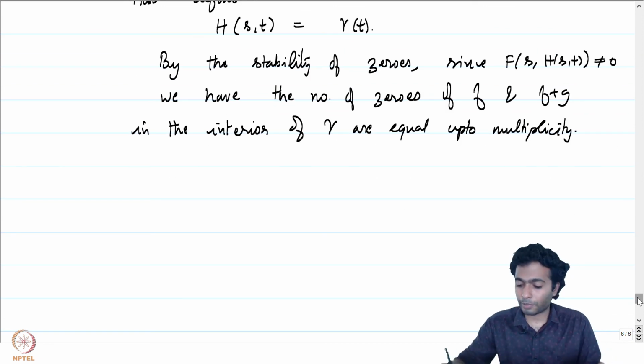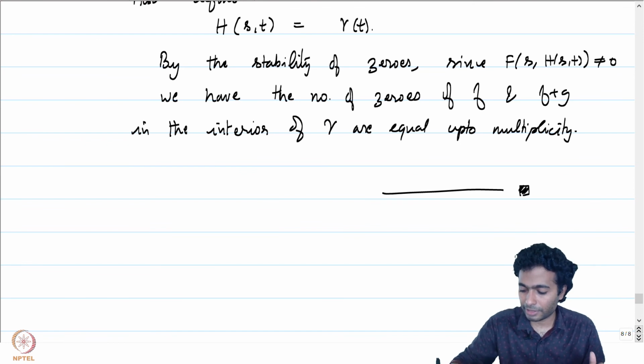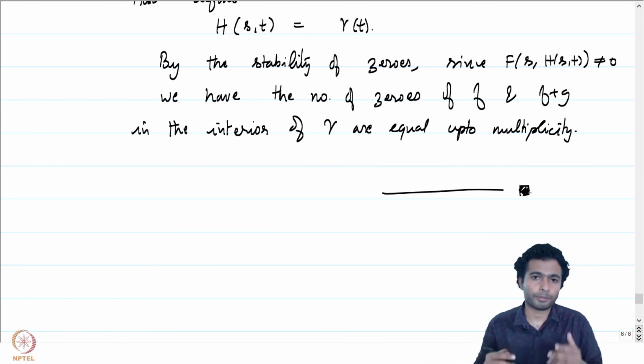We will solve some problems based on Rouché's theorem and see how powerful it is in the problem session that follows.